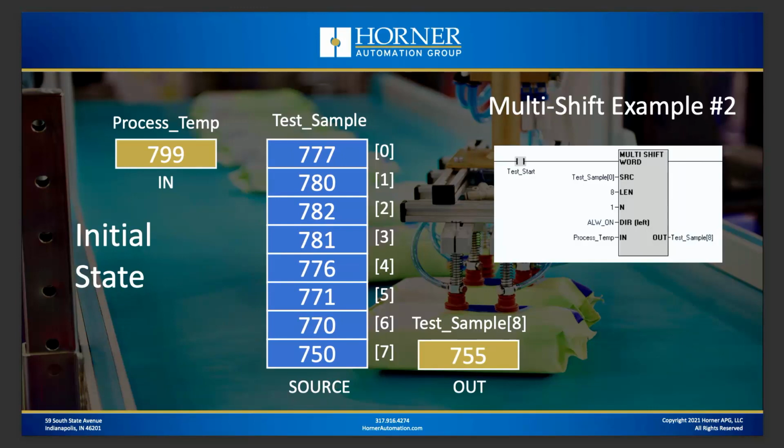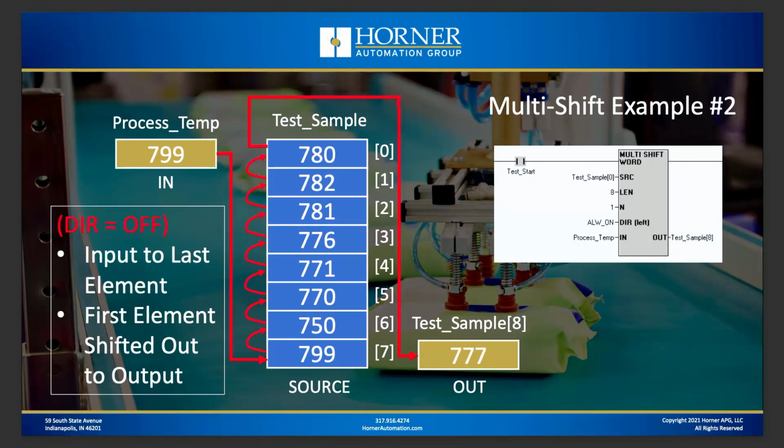Now let's shift it the opposite direction. And again, same thing happens as when we have binary data. Our input value goes to the last element. The first element falls off the end of the shift register and gets copied over to the output. Hopefully that is becoming a little more straightforward as you look at how we manipulate the data.